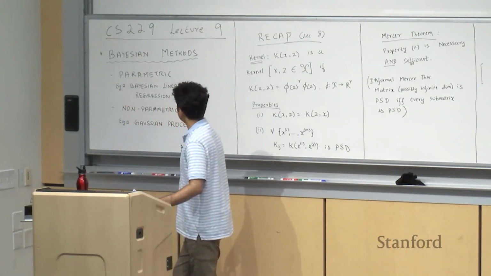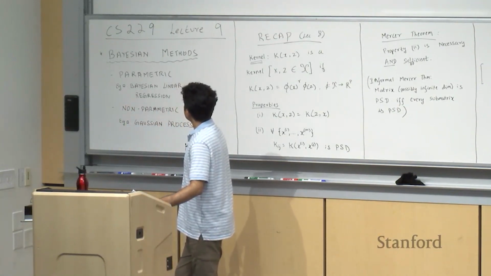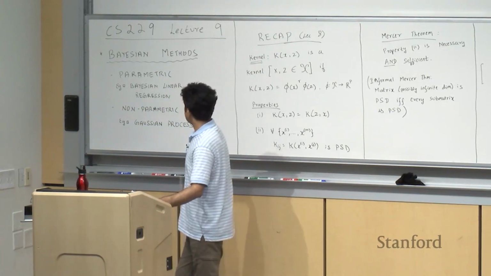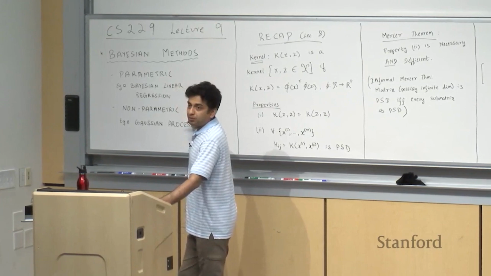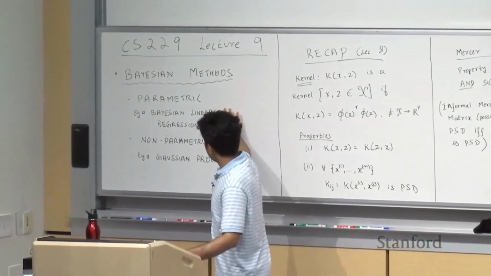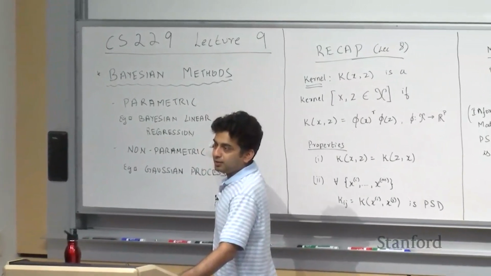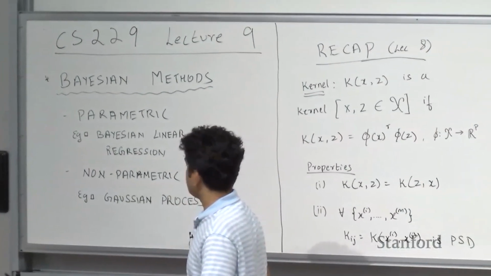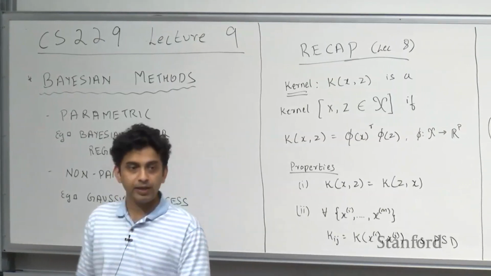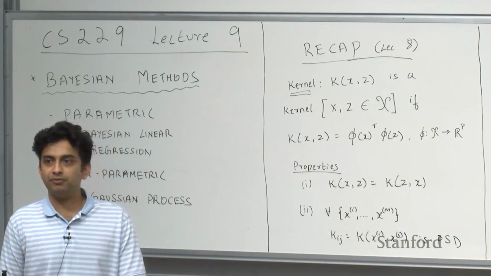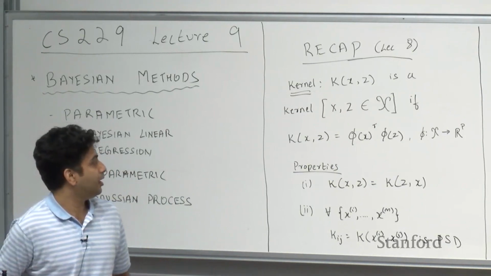That's the plan for today. So today we're going to cover two different approaches in Bayesian methods, a parametric approach and a non-parametric approach. As an example of a parametric approach, we're going to look at Bayesian linear regression, and as an example of a Bayesian non-parametric approach, we're going to look at Gaussian processes. Right? And before we jump into today's topics, a quick recap of what we covered in lecture 8.